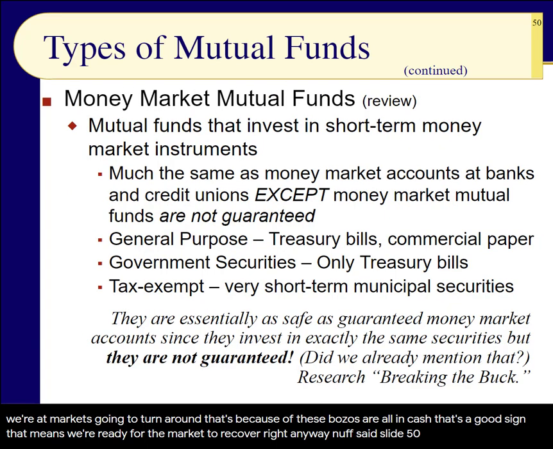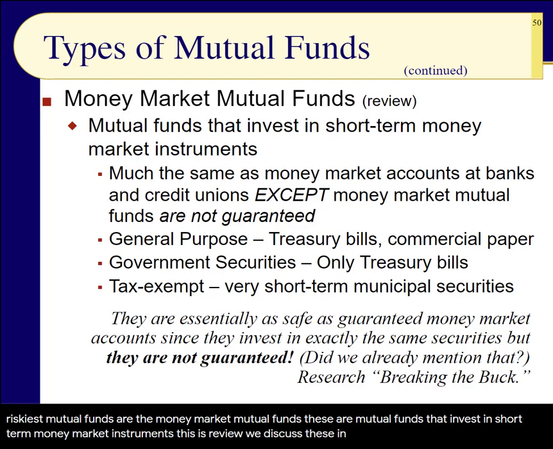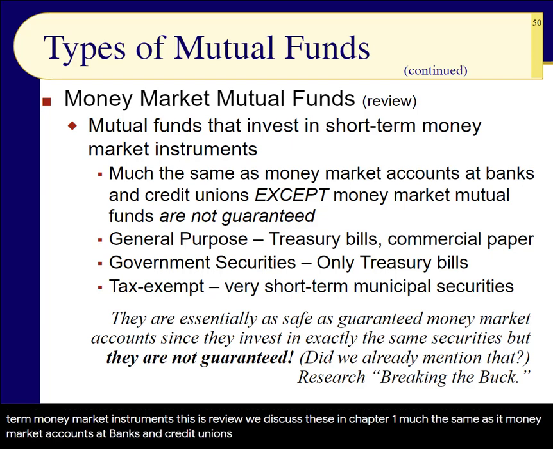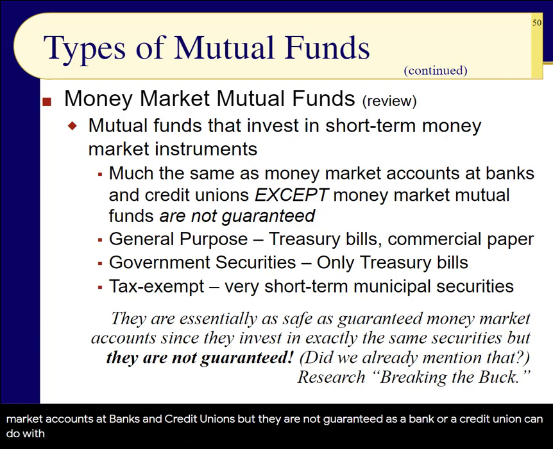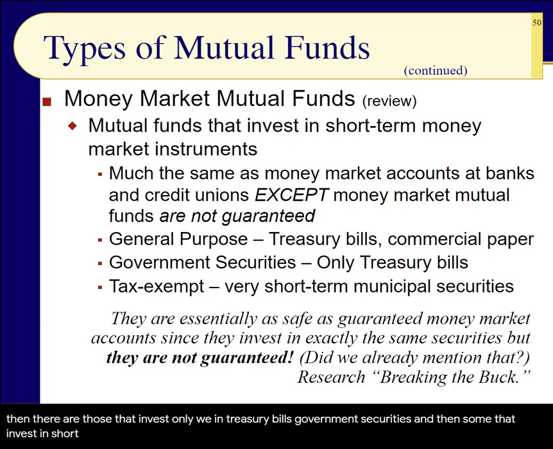And the last category, the least risky mutual funds, are the money market mutual funds. These are mutual funds that invest in short-term money market instruments. This is a review. We discussed these in chapter 1. Much the same as money market accounts at banks and credit unions, but they are not guaranteed as a bank or a credit union can do with their money market accounts. There are general purpose funds that hold treasury bills and commercial paper, and then there are those that invest only in treasury bills and government securities, and then some that invest in short-term municipal securities, and these tend to be tax exempt.